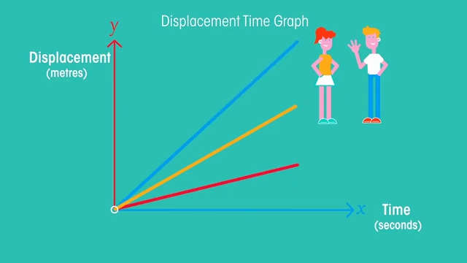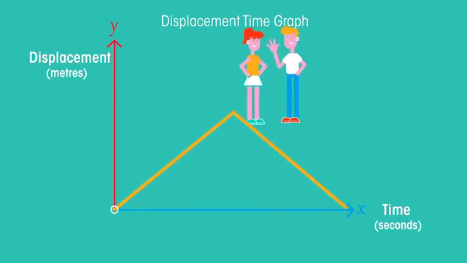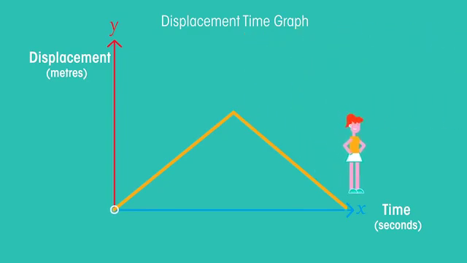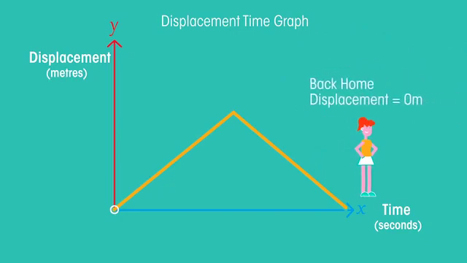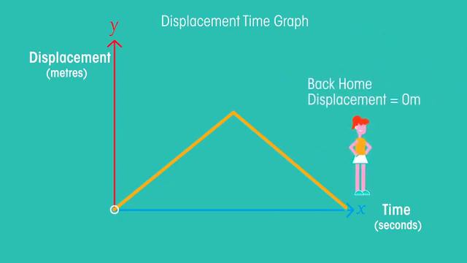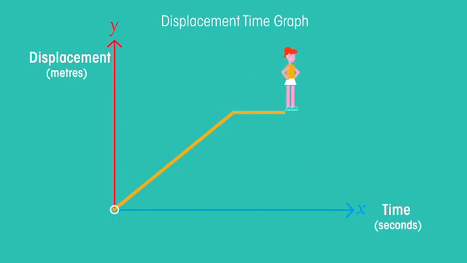She then walked back home at the same speed, but this time she is walking away from Bob. So the line we draw must head in the opposite direction. We draw the line downwards, back towards the horizontal axis. When she gets back to the horizontal axis, this means she is back home. She has no displacement anymore. If Alice stands still at any point, time will increase, but her distance will not change. This will mean that we draw a straight line across the plot.